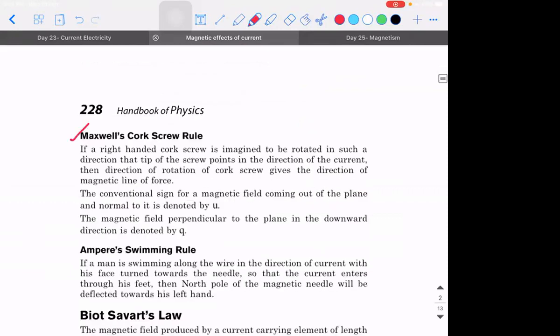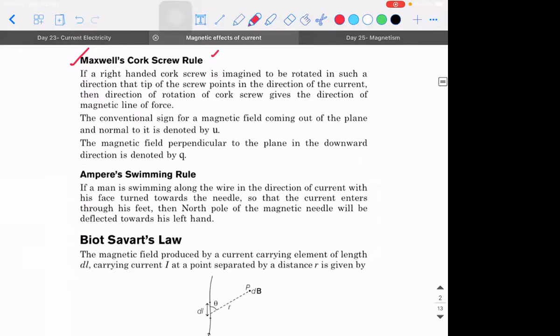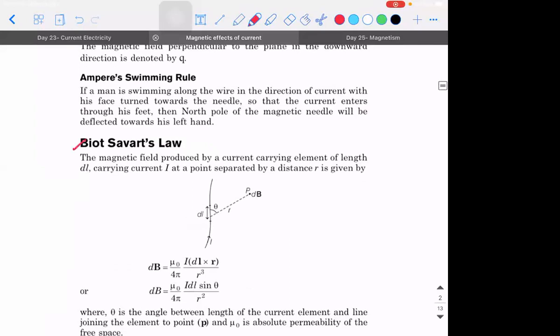So, or else you can use the screw rule also. That is when you curl the fingers of your right hand in the clockwise direction, your thumb always points into the plane. When you curl the fingers of your right hand in the anti-clockwise direction, your thumb is always outward, right? That's what the screw rule explains. Similarly, Ampere's rule also speaks about this thing only. The right hand thumb rule says when you hold the conductor in such a way that the thumb is in the direction of current, then you curl the fingers in the direction of magnetic field, right? Next is this Biot-Savart law.